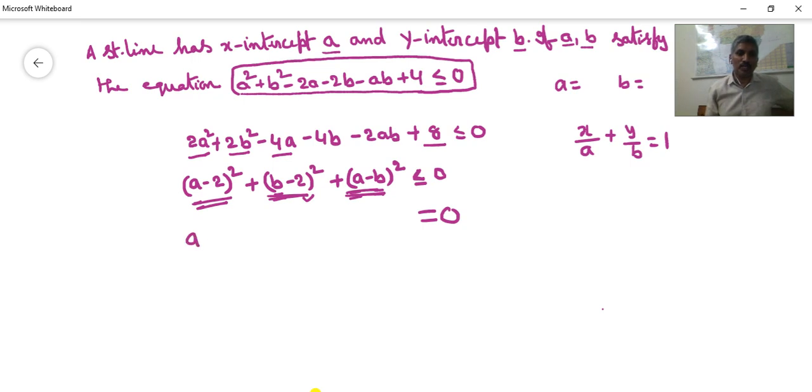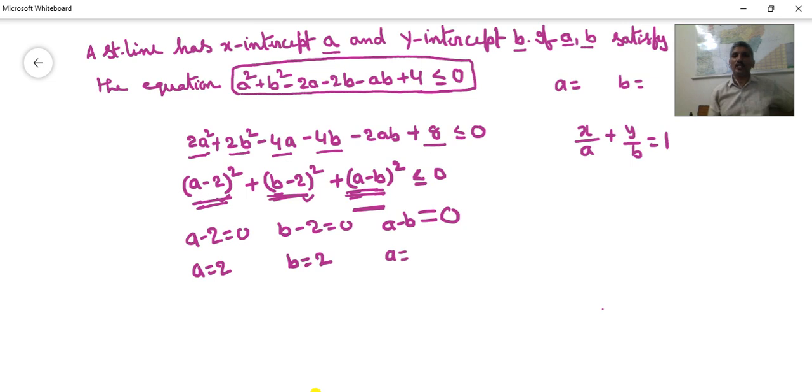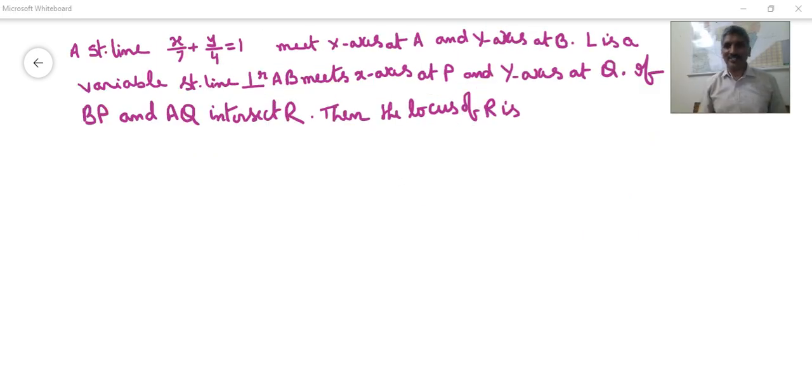Equal to 0 means each must be equal to 0. A minus 2 is equal to 0. B minus 2 is equal to 0. At the same time, A minus B is also equal to 0. That's why A value is equal to 2, B value is equal to 2, and A and B values are also equal. That's why the line equation is x by 2 plus y by 2 is equal to 1, the required line. Dear students, observe, this is another interesting question.